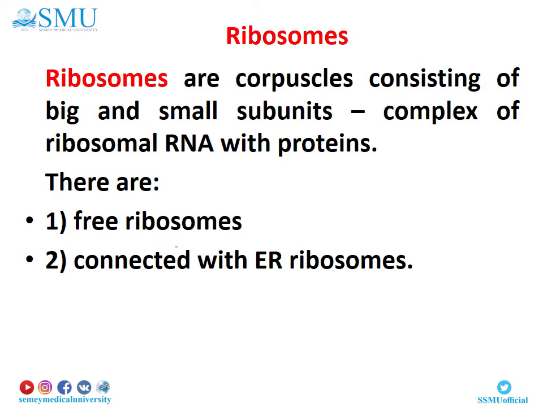Now about non-membranous organelles. Ribosomes. Ribosomes are corpuscles consisting of big and small subunits, a complex of ribosomal RNA with proteins. There are two types of ribosomes, free and connected with endoplasmic reticulum. Free ribosomes are freely located in hyaloplasm and synthesize proteins for the cell itself. Numerous free ribosomes testify to growth and differentiation of the cell. Ribosomes connected with the endoplasmic reticulum synthesize exported proteins.